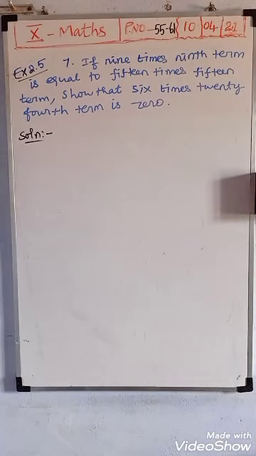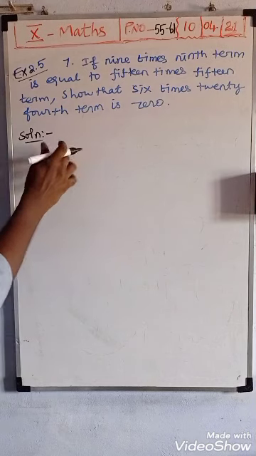Next question. If 9 times the 9th term is equal to 15 times the 15th term, then we want to show that 6 times the 24th term is 0. We want to prove that 6 times the 24th term is 0. So for that, see the solution.